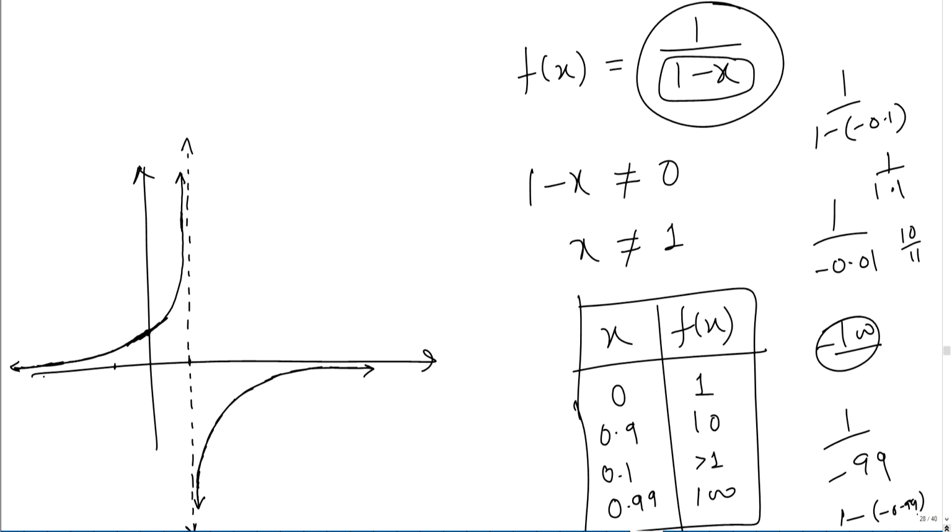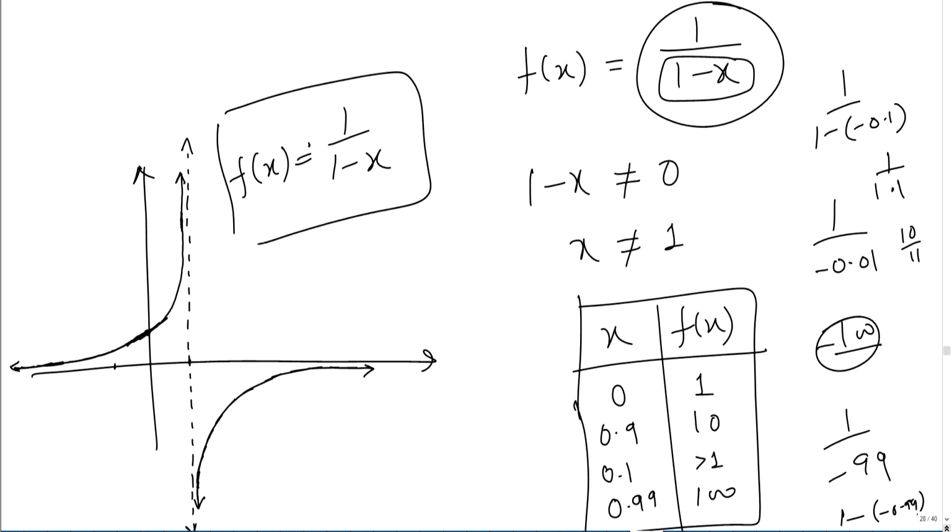Okay. So this is the graph of the function 1 divided by 1 minus x. You can try it yourself, how exactly we got this graph. This is a very interesting graph. Now you tell me, what is the domain and codomain?